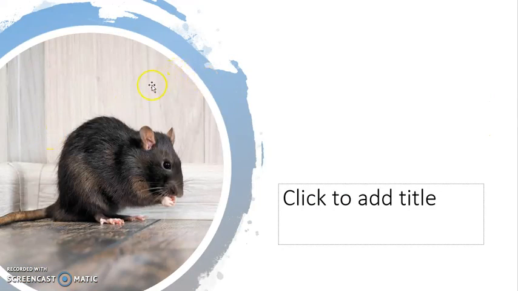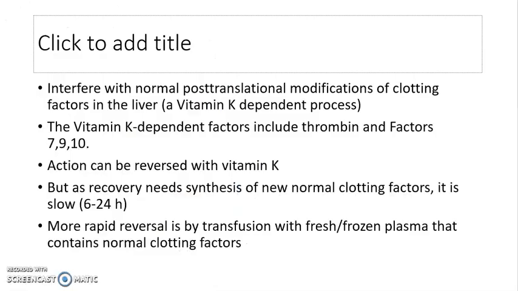So as you know, warfarin was originally intended to be used as a rat poison to kill rats, bleeding them to death. So this drug, warfarin, interferes with the normal post-translational modifications of clotting factors in the liver, okay, which is a vitamin K dependent process.